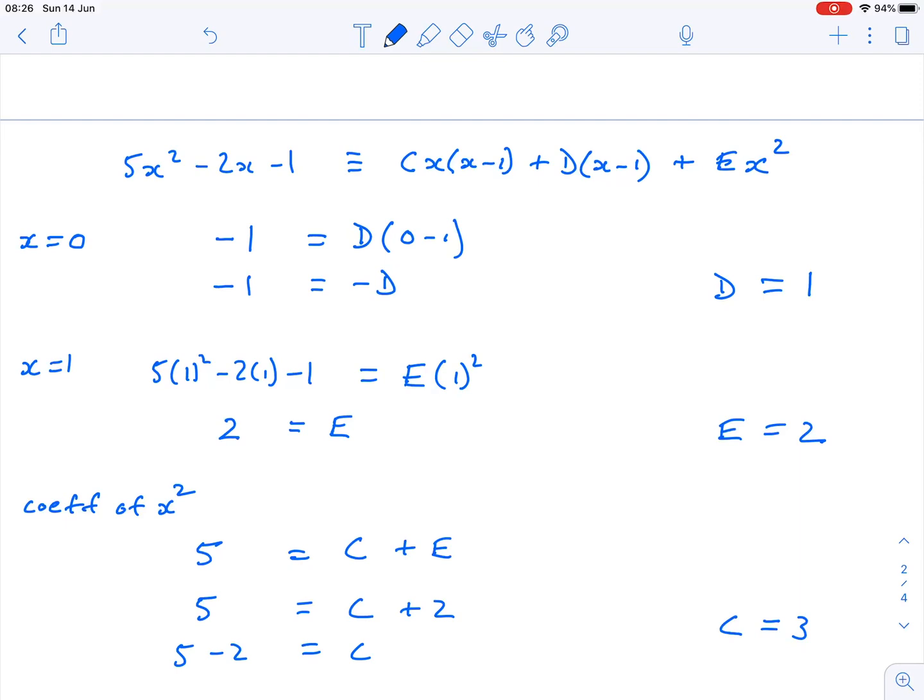Right, and that's all there is to it, and what I'm going to ask you to do now is work through the odd numbers in exercise 1e.